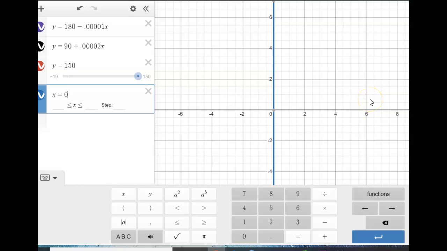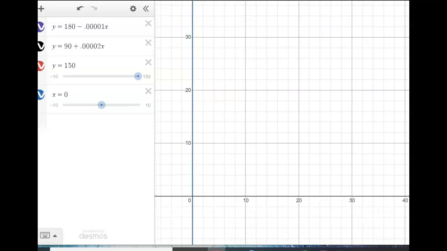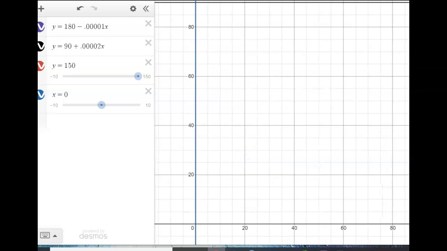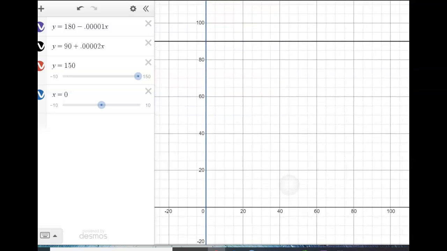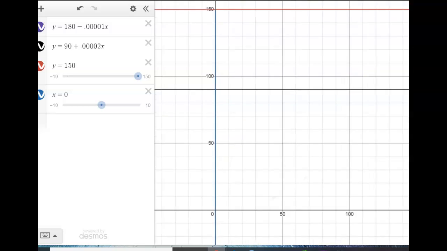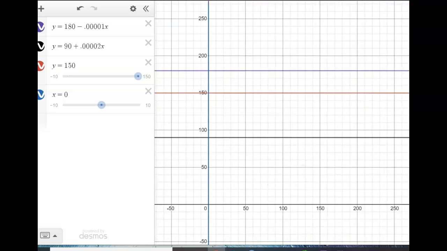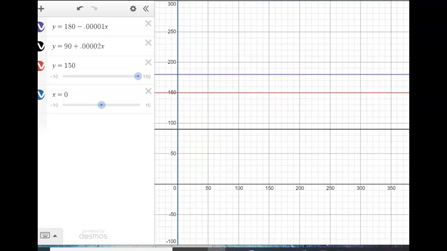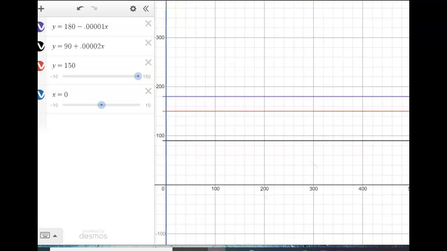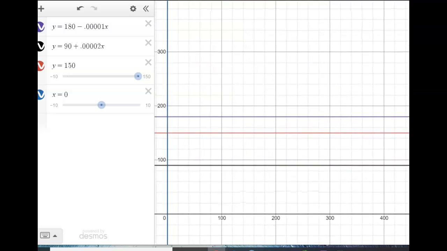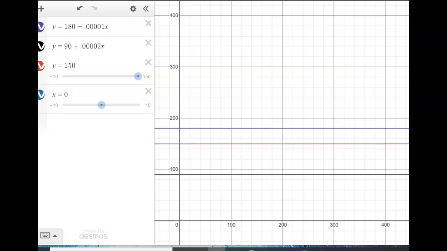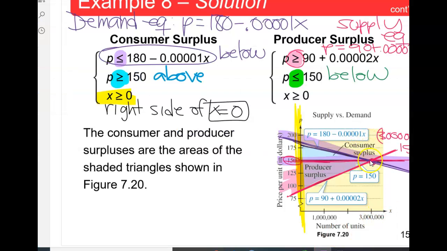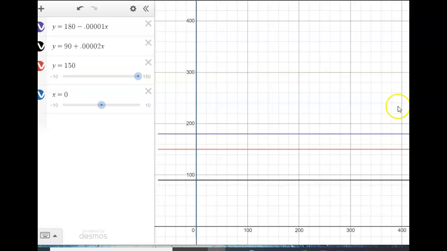Okay, so I have everything graphed here like equations, not like inequalities. So let's see if we can see any of those. Okay, so we're starting to notice some of the lines. I'll change the viewing window in a minute. So since we got that the equilibrium point was at 3,150,000, let's change our viewing window.